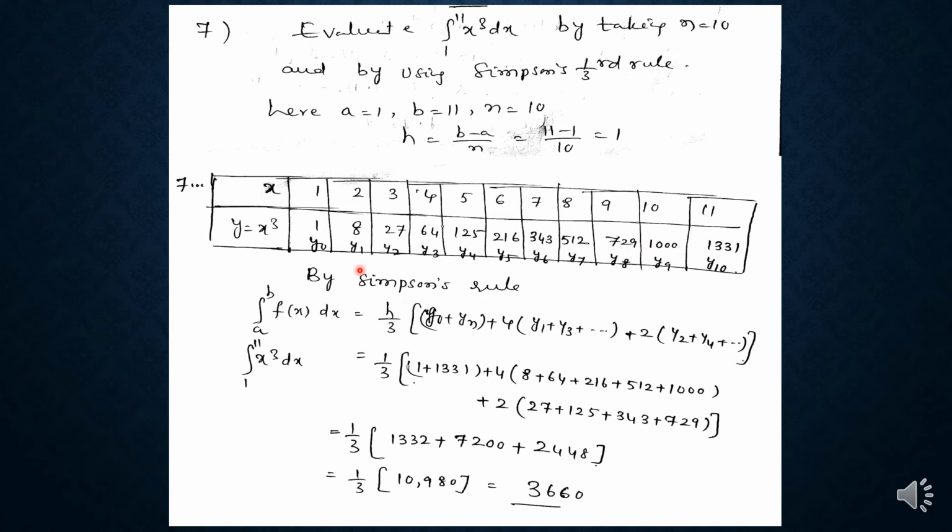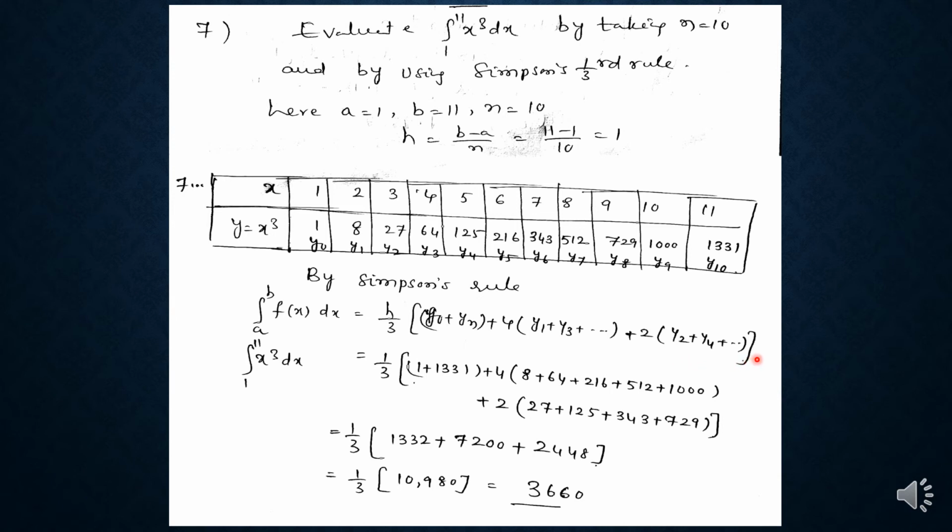So by Simpson's rule. What is Simpson's rule? We should write Simpson's rule at first. That is, the integral from a to b of f of x dx is equal to h by 3 into y0 plus yn, that is the first ordinate plus the last ordinate, plus 4 into y1 plus y3 plus y5 and so on, the sum of the odd ordinates, plus 2 into the sum of the even ordinates, that is y2 plus y4 plus and so on.